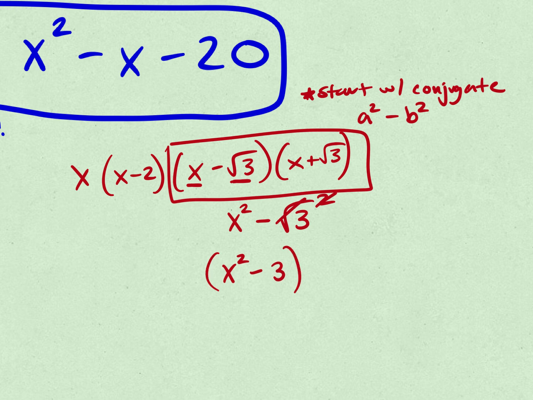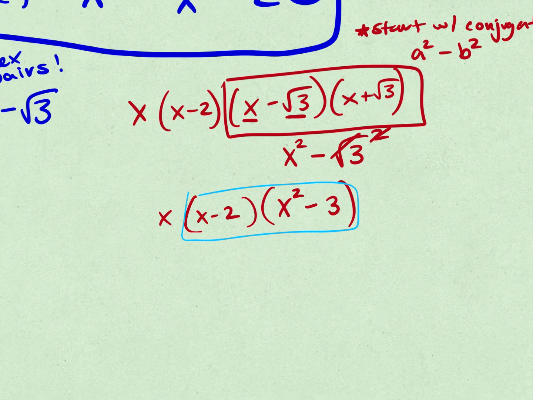You can FOIL it out. You'll get the same answer. It's just going to be more steps. If you have conjugates, which your complex pairs are always going to happen in conjugates, just use your conjugate shortcut. And then we're going to multiply this by x minus 2 and x. Next, I'll FOIL these two out, and then I'll just distribute the x at the end. I think distributing the x at the end is always just the easiest.